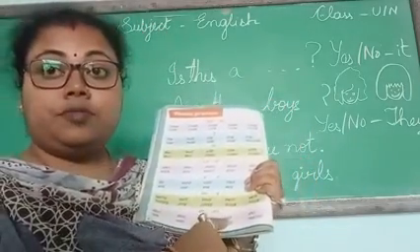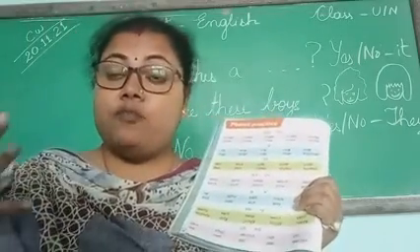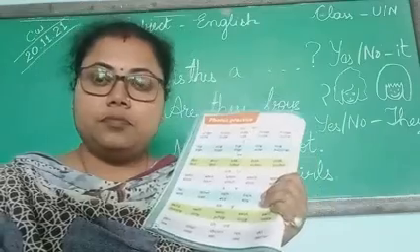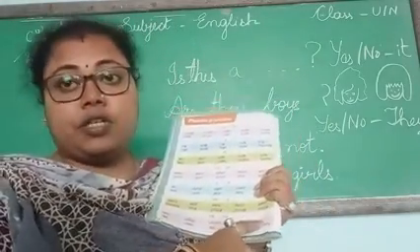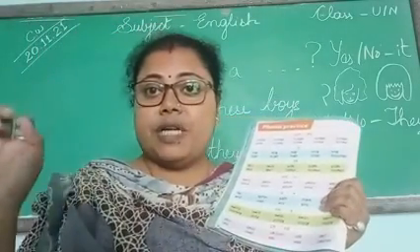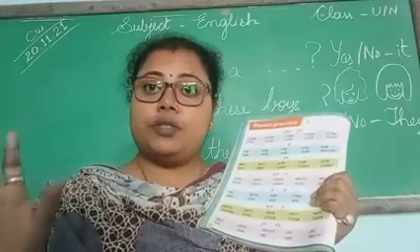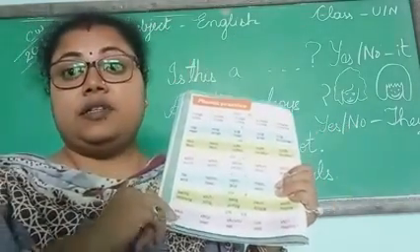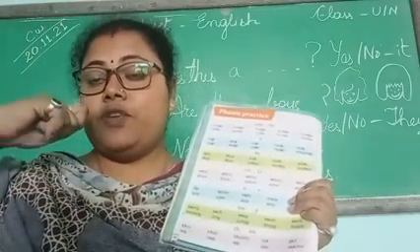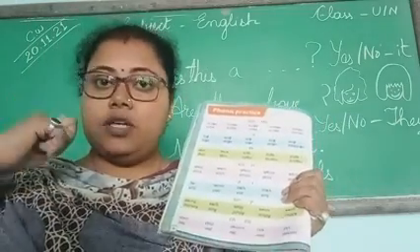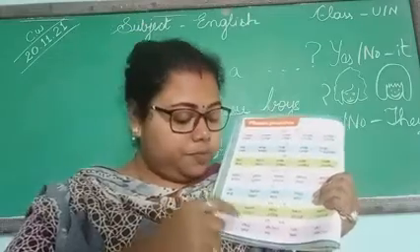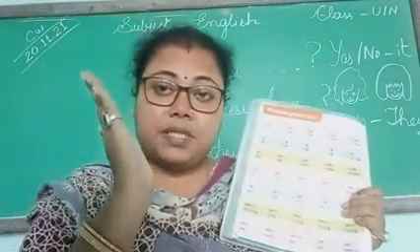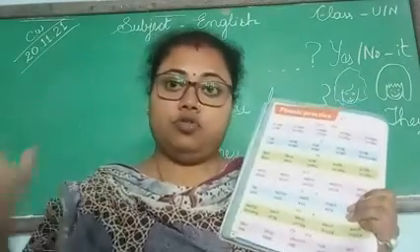Next, rich. Big people having lots of money, property, cars. Rich. C-H-I-T, chit. On a piece of paper, when you write something, that is known as a chit. Then T-E-A, tea. Tea means in the morning your father and mother drink tea. It is a beverage. Next, B-E-A-T, beat. Beat means beating, giving a thrashing.